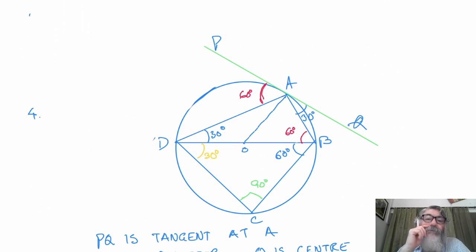He has given you angle ADB as 30 degree. On the basis of that, we calculated angle QAB to be 30 degree because we had said that angle between tangent and a chord is equal to the angle in the alternate segment. On the chord AB, the angle in the segment is ADB, which is 30 degree. So angle QAB is 30 degree.